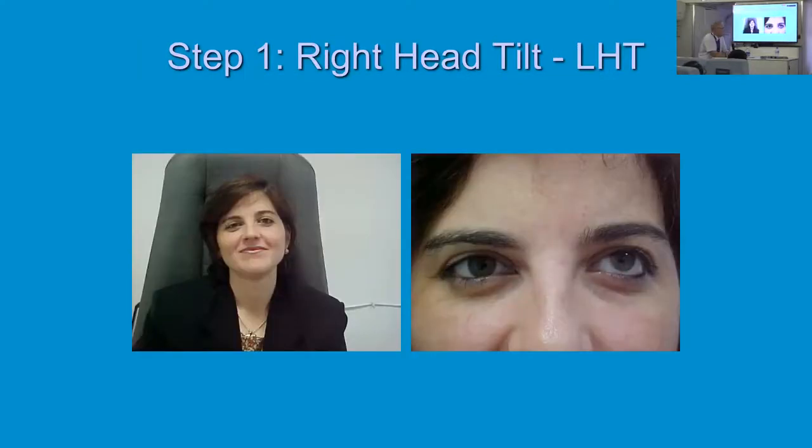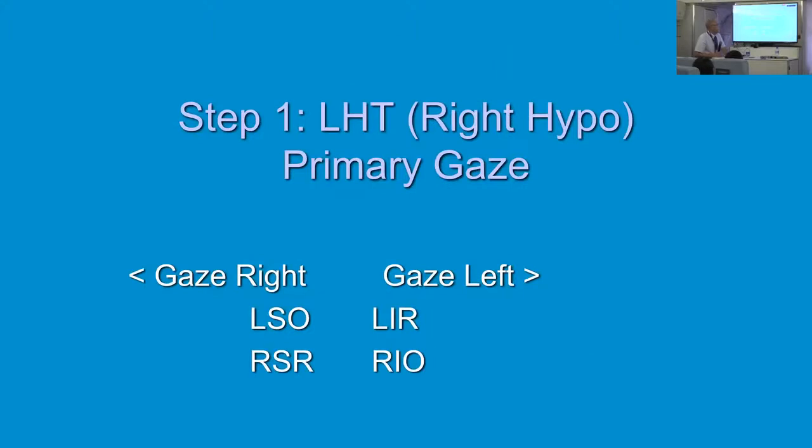Well, here's another example, the same thing. She has a little right head tilt, left hypertropia in primary position. Okay. And so let's figure out how you really do this. Let's go through the steps and how you figure it out. It's easy to memorize it, but you'd rather know how to figure it out.